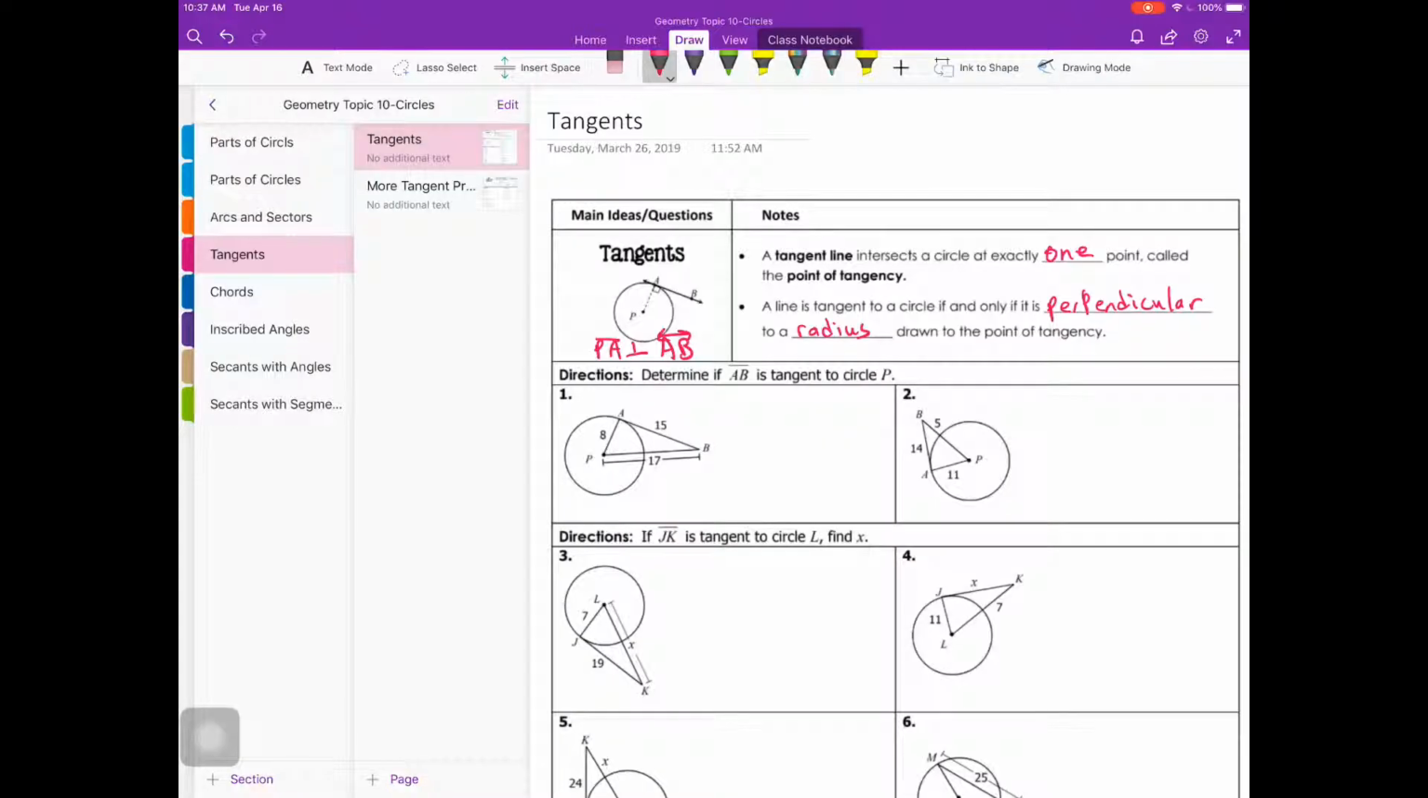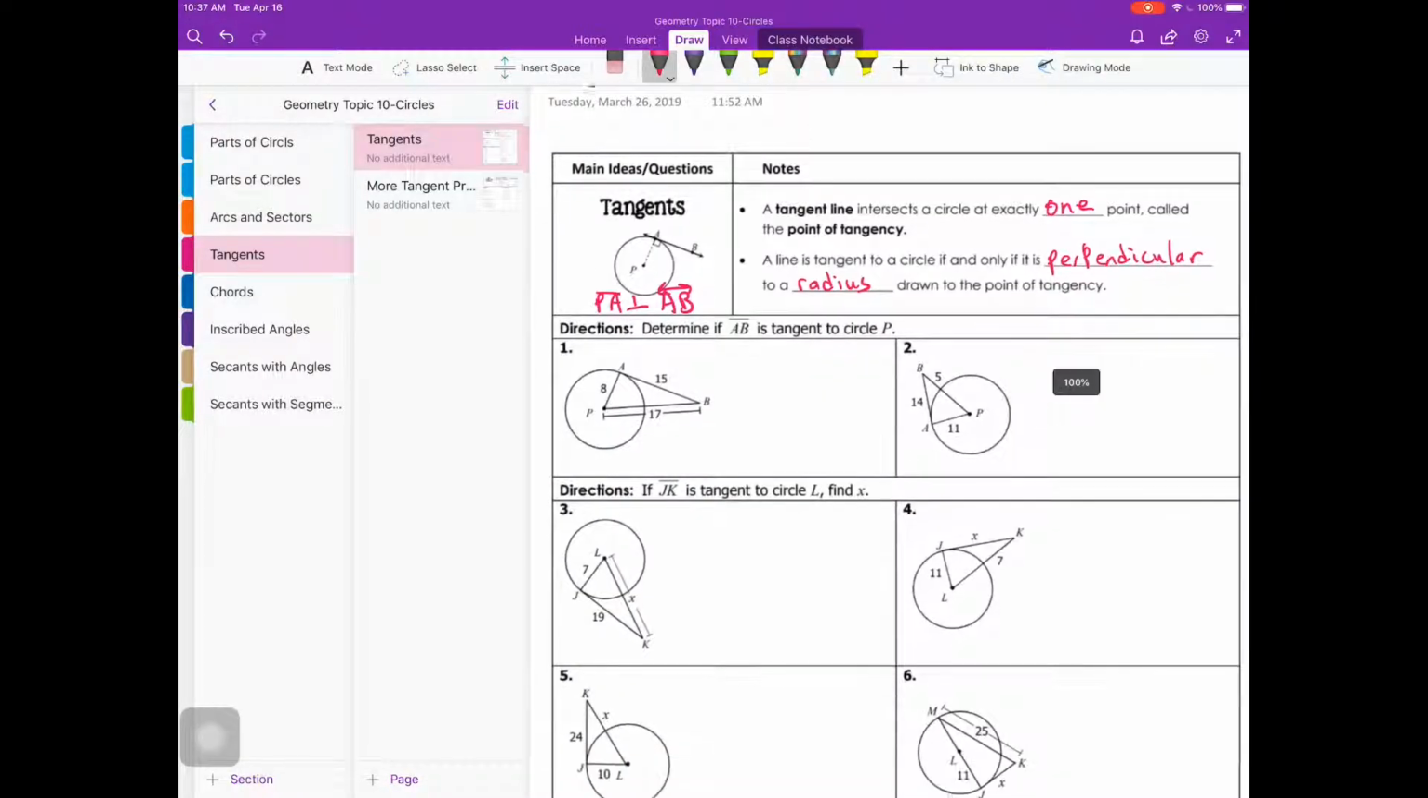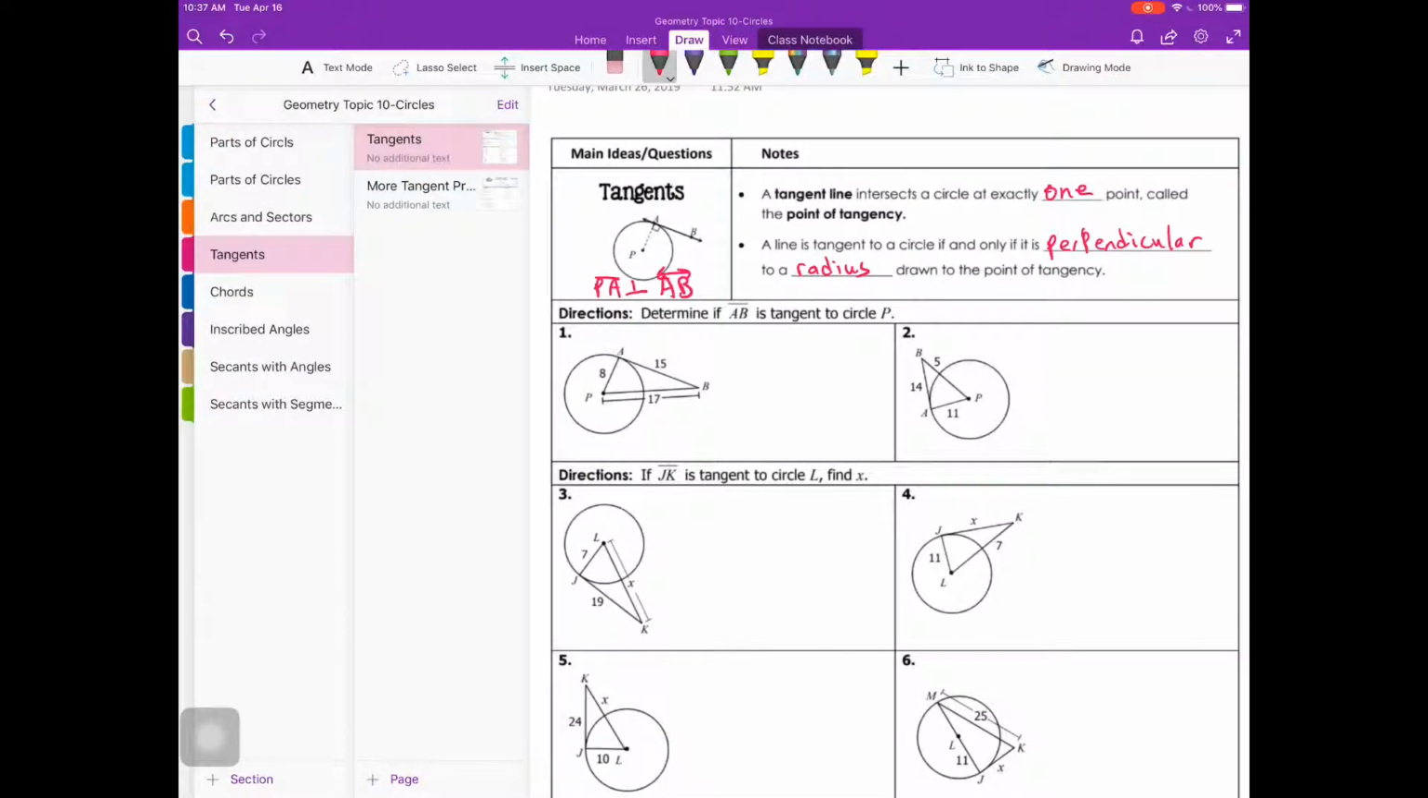Okay, so how are we going to determine if AB is a tangent to circle P? Well, if AB is a tangent, then this is a right angle, and that makes my triangle ABP a right triangle, in theory. So in order to check that, we are going to use the Pythagorean theorem. And so 17 would be our C, there's our A and our B.